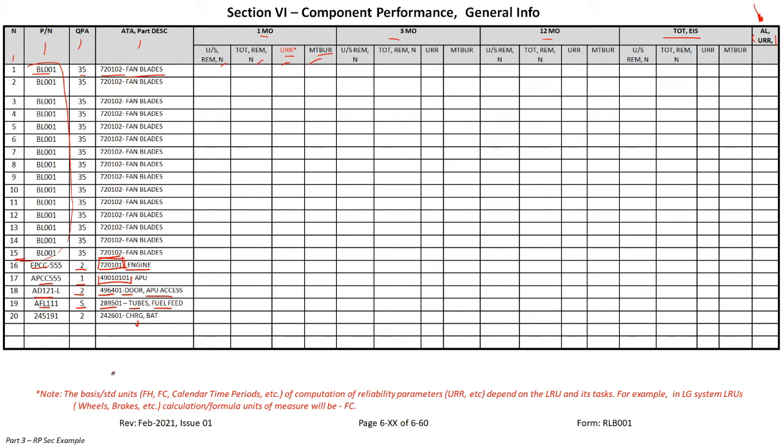Now, what I would like to mention, as you can see, I highlighted URR, unscheduled removal rate, and put an asterisk here. So note, the basis, the standard units, I mean flight hours, flight cycles, calendar times, etc., of computation of reliability parameters such as URR, etc., depend on the LRU and its tasks.